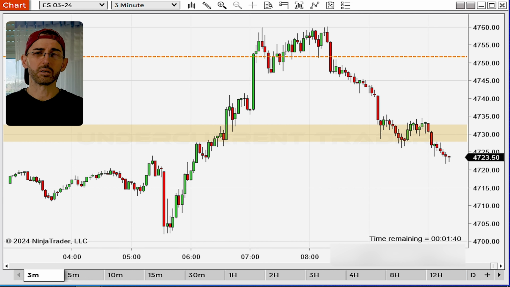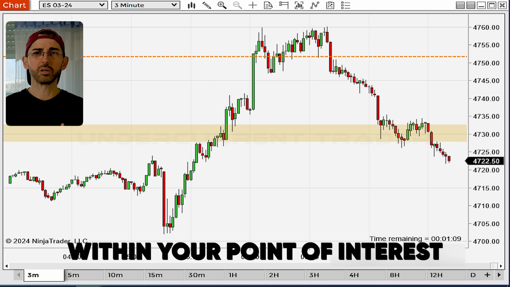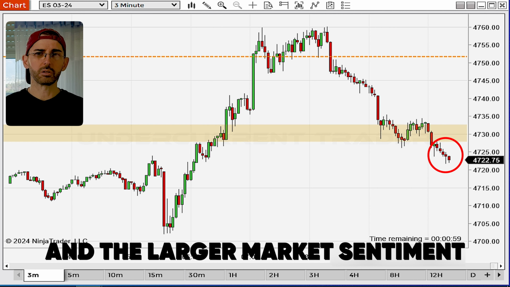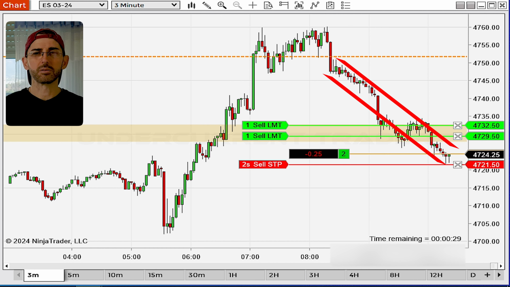This understanding, however, is not enough on its own. I think it needs to be complemented with a view of the broader market sentiment. In other words, there needs to be a harmonious balance between short-term signals within your point of interest, in my case, this specific area over here, and the larger market sentiment. I think that this balanced perspective can help you as a trader make better entries and possibly increase your chances of green trades. And this is exactly what we've got here with this bearish sentiment depletion.